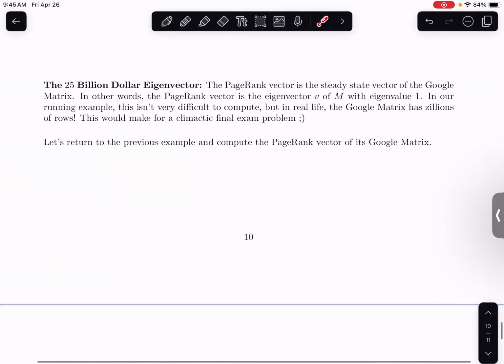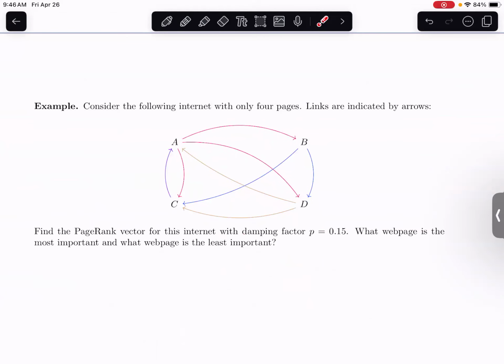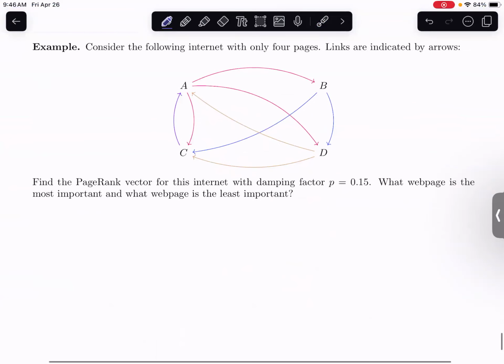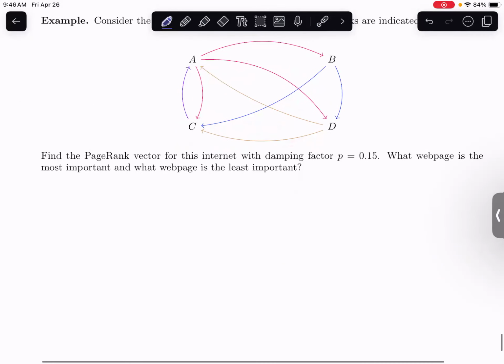In real life, the Google matrix has zillions of rows, whereas the example we're looking at only has 4. So you would require a lot of programming to work with a zillion by zillion row matrix. Obviously, I don't even know if zillion's a real number. I should say trillion or something like that. So I'll go through this one really quick because we don't have that much time. Maybe I'll touch on it on Monday a little bit.